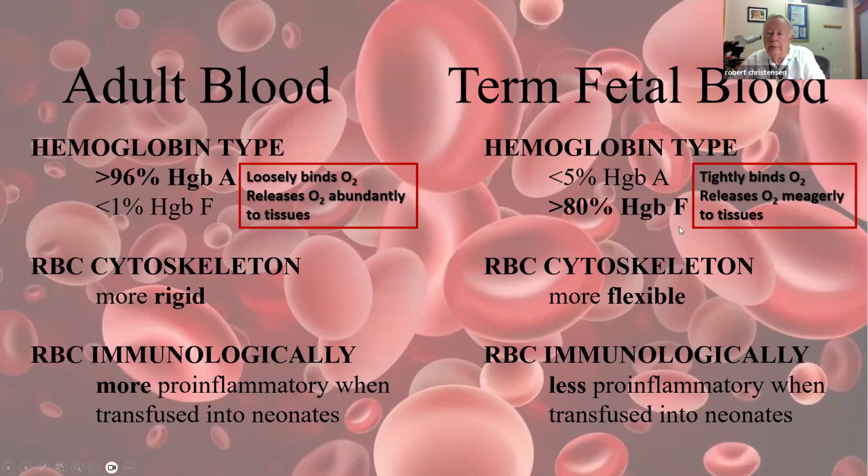And it could be that some of the disorders of our extremely low birth weight neonates, like retinopathy of prematurity and BPD, are oxygen toxicity issues, in part perhaps related to the fact that they're full of adult hemoglobin, which is giving their lungs and their eyes more oxygen than it really should have. Also, the red cell cytoskeleton of adult red cells is much more rigid than those of the fetal red cells, which is more flexible. And inflammatory markers are much more present in the presence of transfused adult blood than in transfused fetal blood.